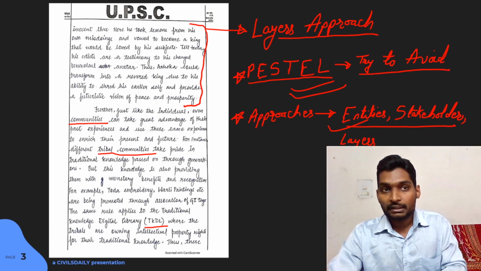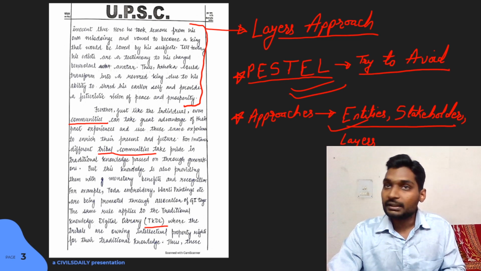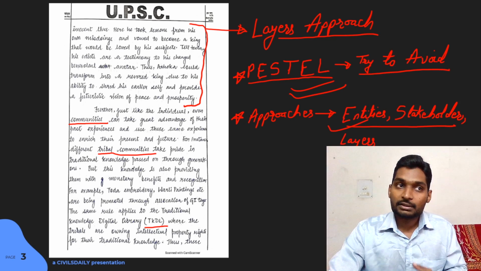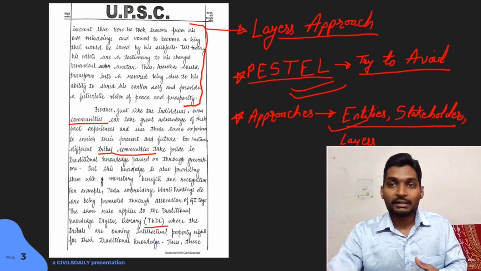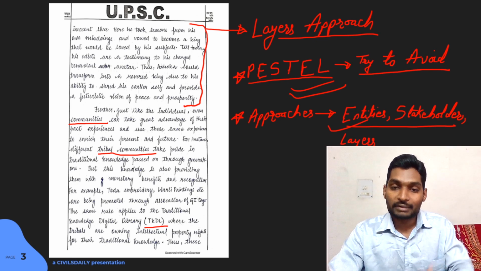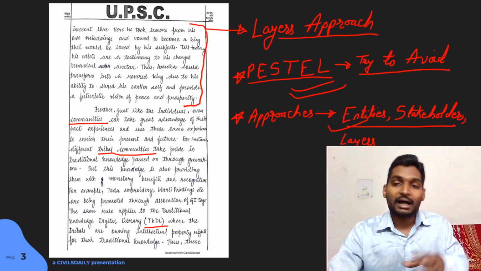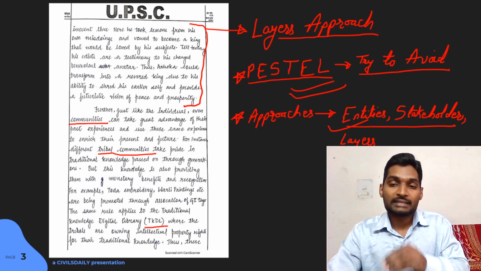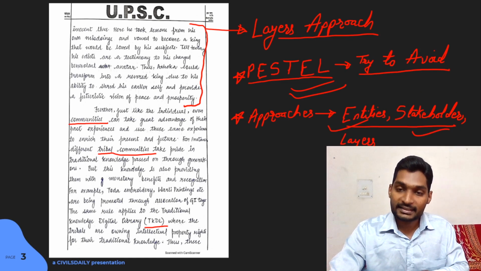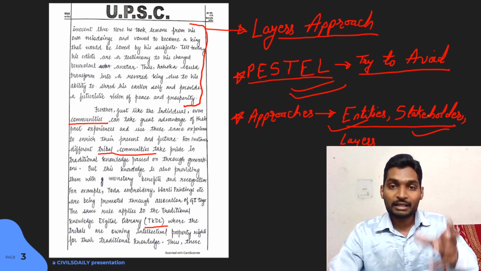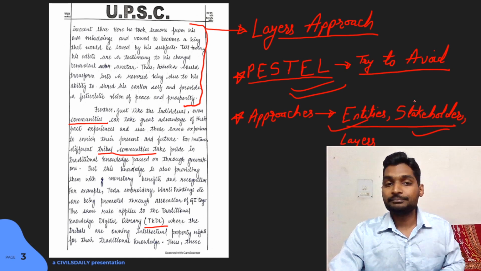Stakeholder approach. Now, the stakeholder approach would mean if you are confronted with a topic, just say for example, a topic on morality. So what would be the morality for a Dalit person, the morality for a woman, the morality of a bureaucrat, the morality of a doctor, and so on. If this approach suits the topic, you can certainly use the stakeholder approach. And thirdly, the layers approach that we are talking about, and we will discuss in a bit more detail.